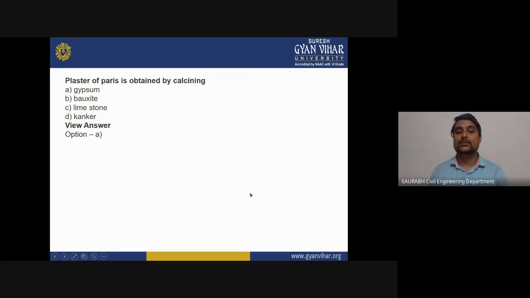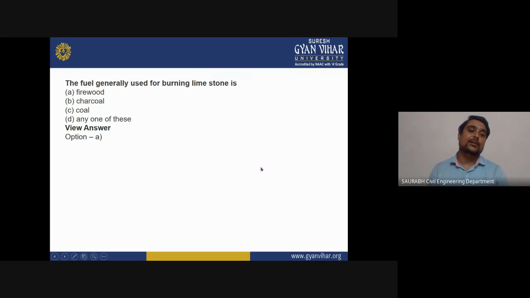Now come on to the next question. Plaster of Paris, which is also known as POP, is obtained by the calcination of: first option is given gypsum, then bioxide, limestone, and clinker. Here the right answer will be A. As we all know, plaster of Paris is obtained by the calcination of gypsum. This is also a very important question.